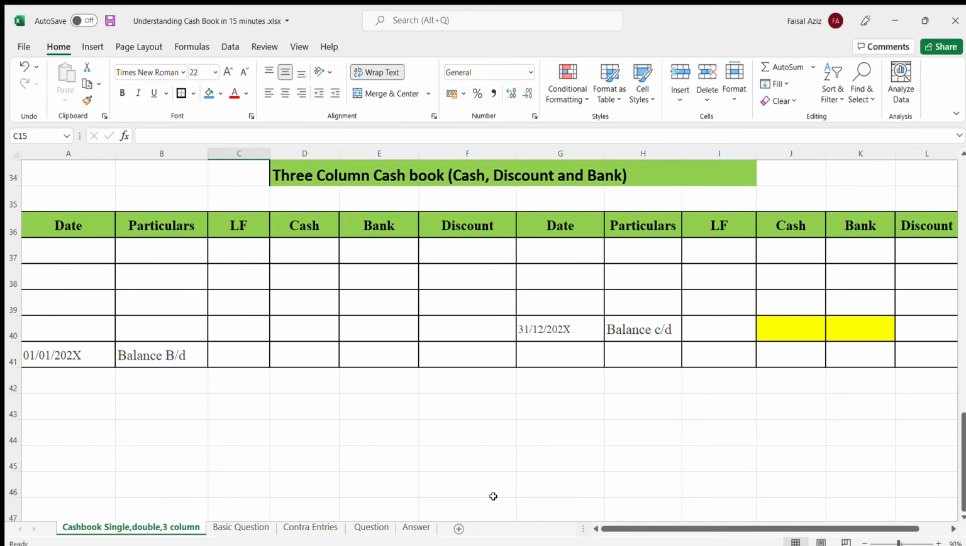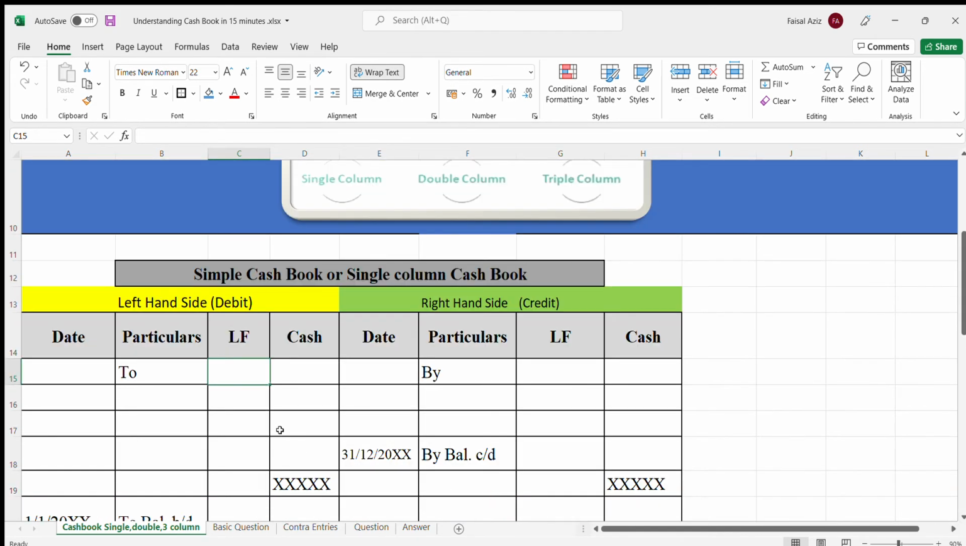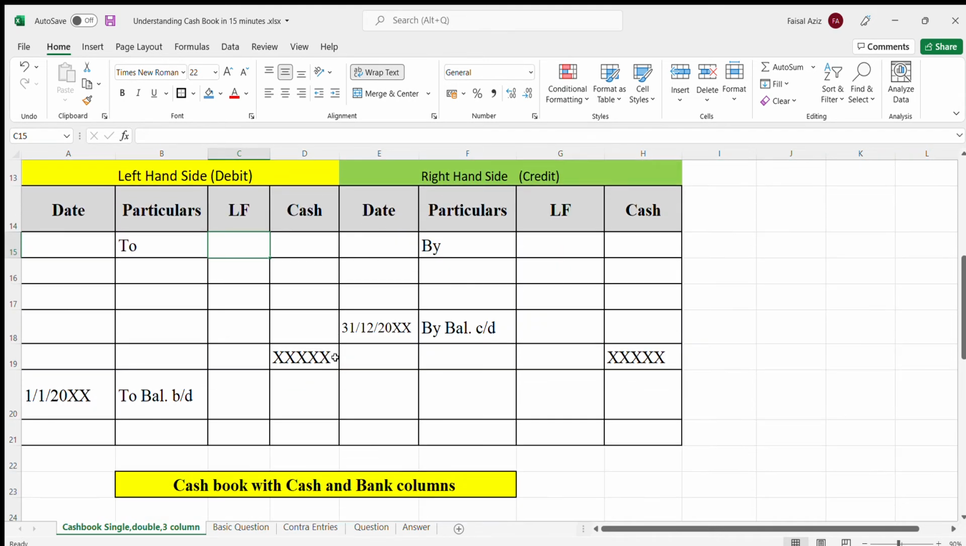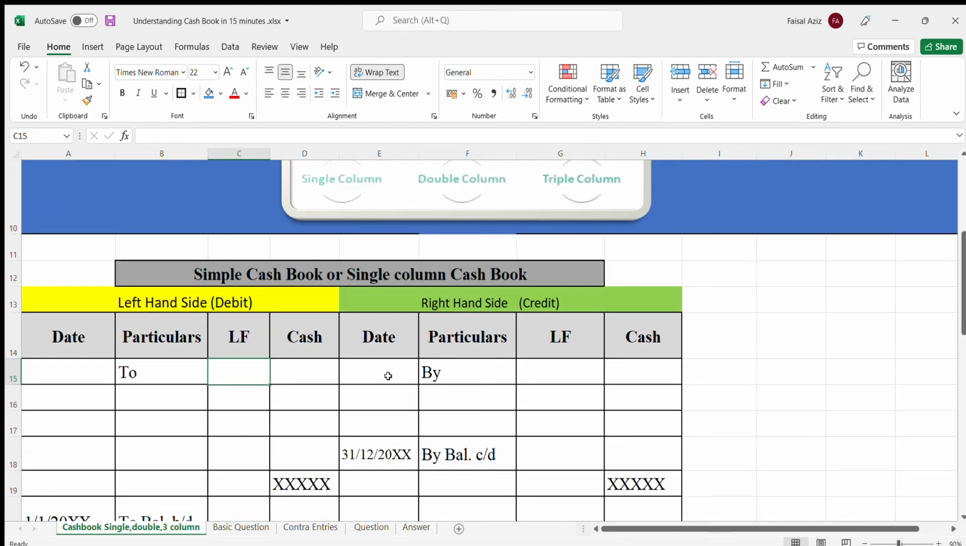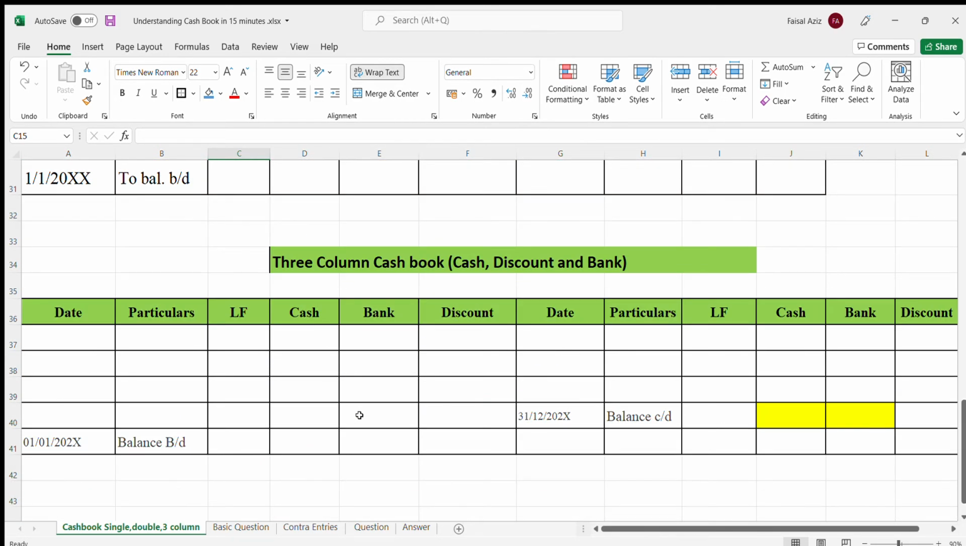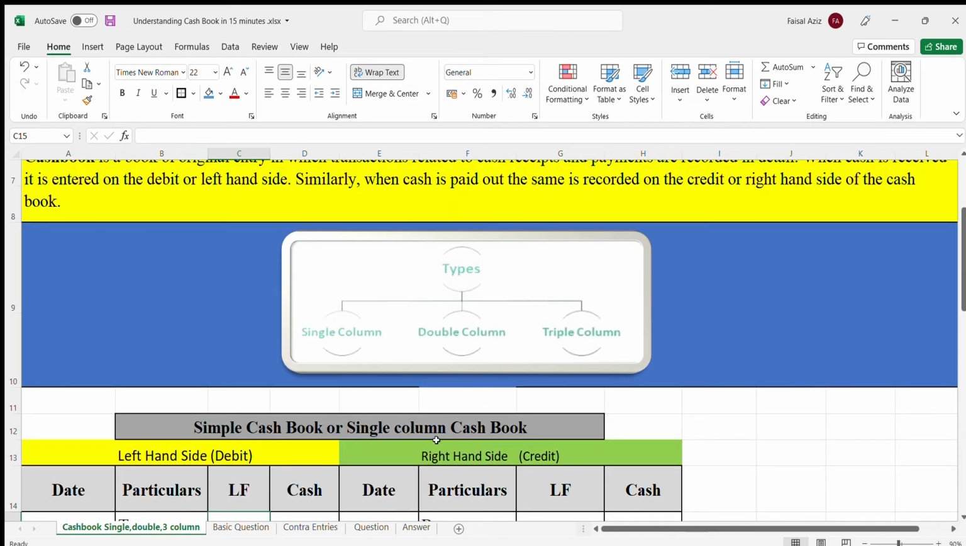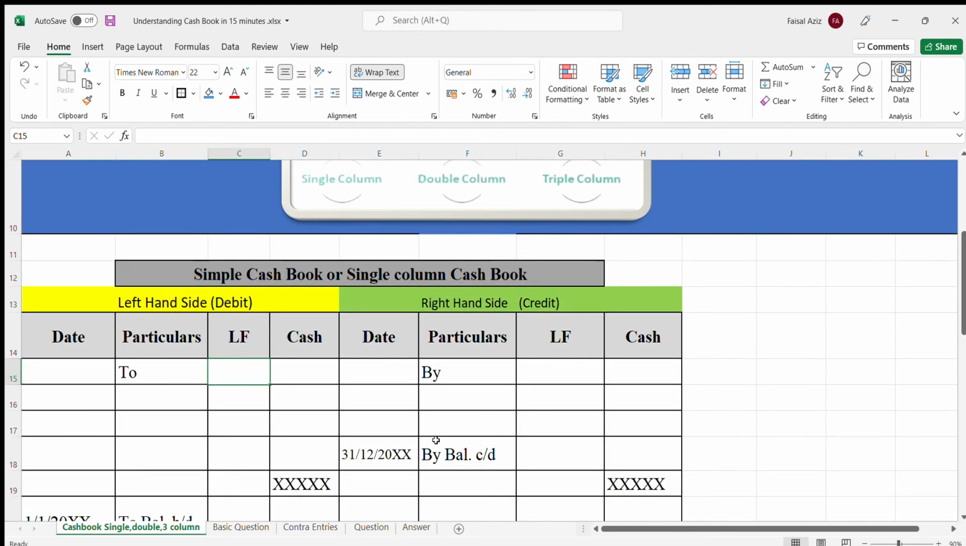Viewers, in this video, my focus will be on the single column cash book. Why am I focusing on the single column cash book? Because viewers who have little or no idea about cash book will be able to understand it easily. The other two cash books, double column and triple column, I will discuss in my next video. In the next video, I will also discuss contra entries.